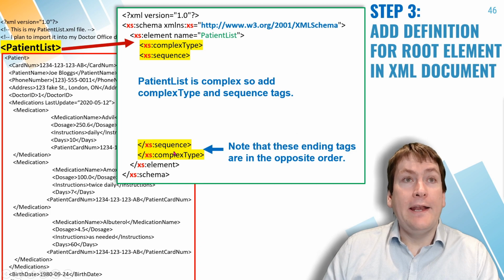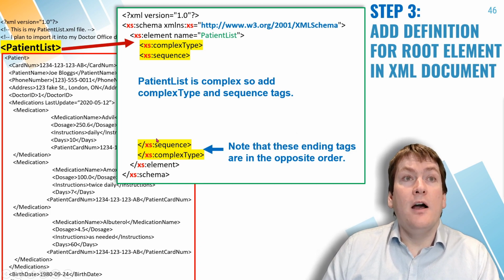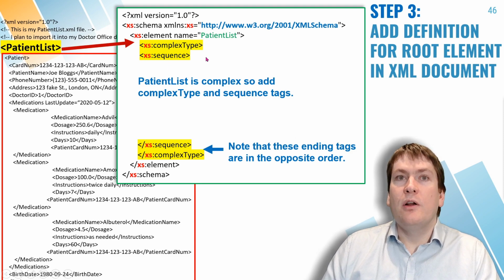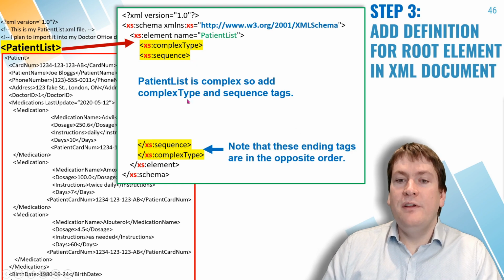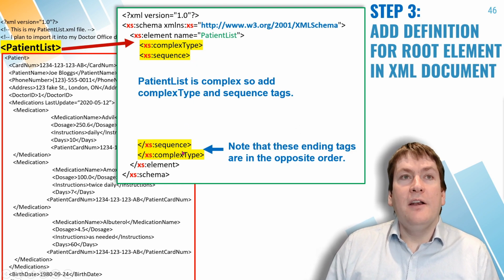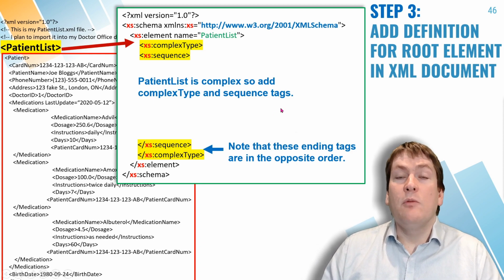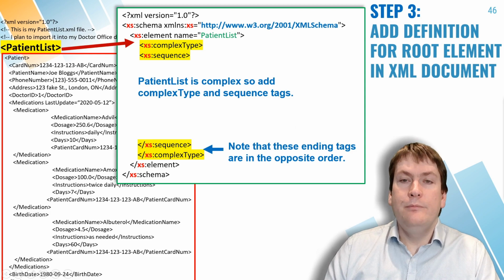Once again, we want to add in the closing tags as we go, and I will point out again that these are in the opposite order. That's because we want to close the last one that we opened. So sequence was opened last, so it has to be closed first. Otherwise, they'd be out of order, and they would be overlapping. And we're not allowed to have overlapping tags. That's one of those XML rules that we talked about.